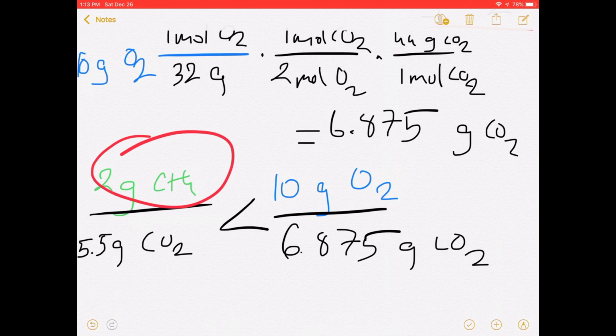So you should always perform the calculations, always perform the dimensional analysis problems to see which one you produce less, and not just go by which one has a greater stoichiometric coefficient.